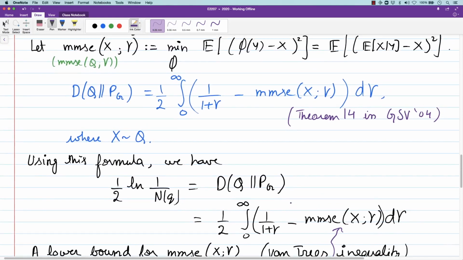By the way, this formula has been generalized by Verdú to divergence between Q and P. So this is divergence between Q and P_G. When you look for divergence between Q and P, instead of having this term here, you will have the MMSE under the assumption that the prior of X is P. That's the more general form, and it coincides with this Gaussian formula when P is P_G.